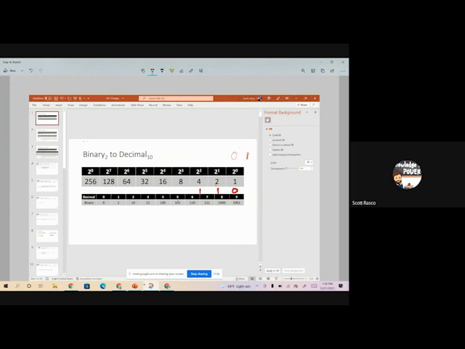Now we have 4 plus 2. 4 plus 2 makes 6. To make 7, the 0, we're going to put a 1 right here. 4 plus 2 plus 1 makes 7.